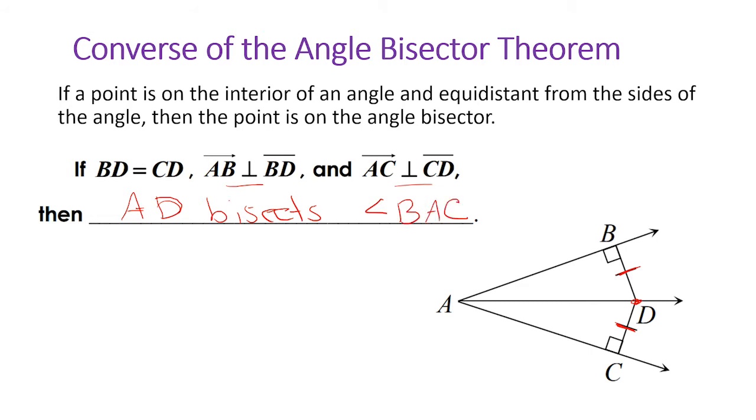If it bisects it, it means it cuts it in half, so that would make these two angles congruent. That would mean the measure of angle BAD is equal to the measure of angle CAD. So that is the converse of the angle bisector theorem.